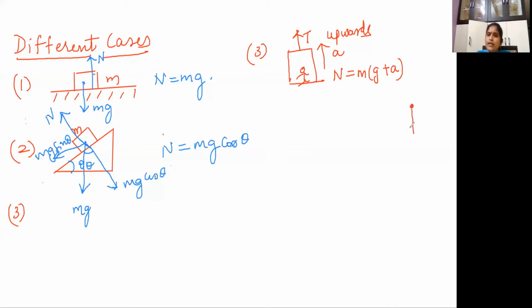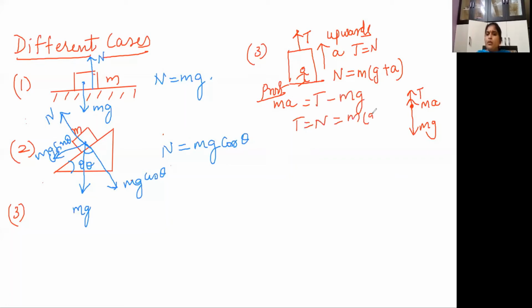Just a recap I'll do. You have the weight acting downward, and tension acting upward. The tension is the normal reaction, and the net force is ma. So ma is equal to T minus mg. So T, which is equal to the normal reaction, is m into g plus a. Similarly, for a person moving upward in a lift, the normal reaction is m into g plus a.